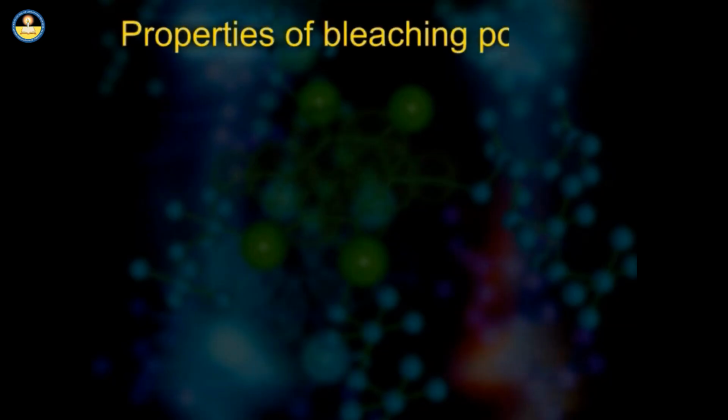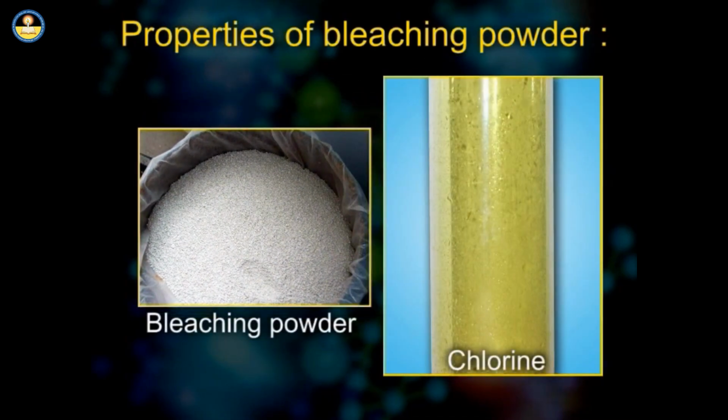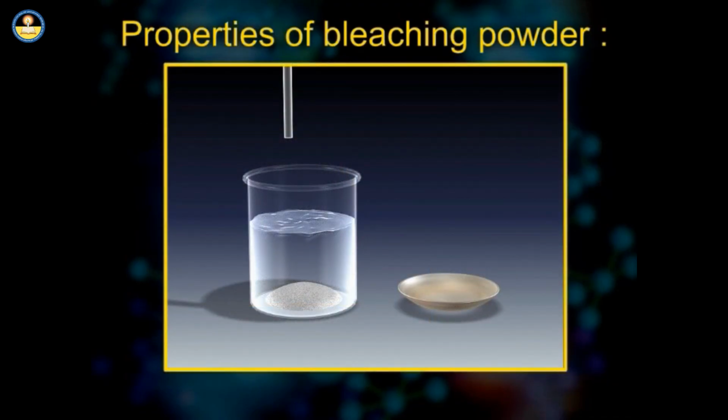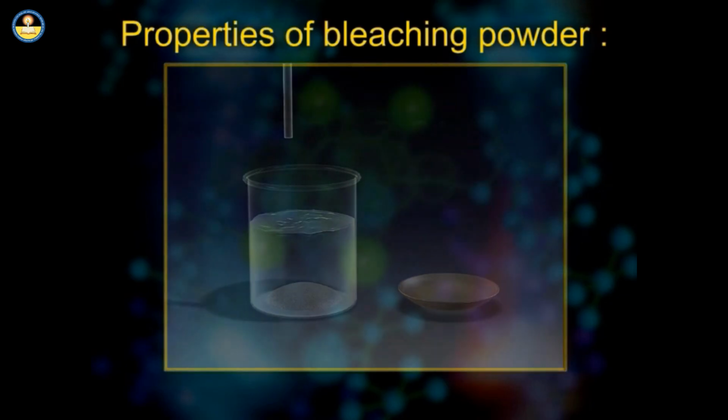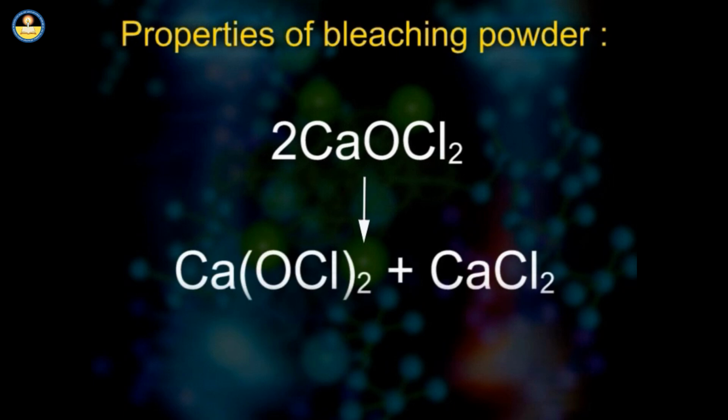Properties of bleaching powder. It is a pale yellow powder. It has strong smell of chlorine. It is soluble in water, but a clear solution is never formed due to the presence of impurities. On long standing, it undergoes auto-oxidation into calcium chlorate and calcium chloride.